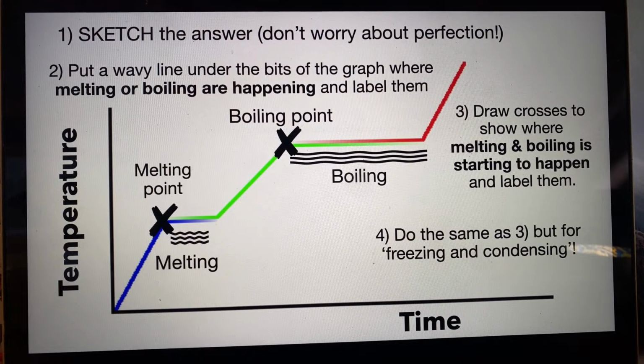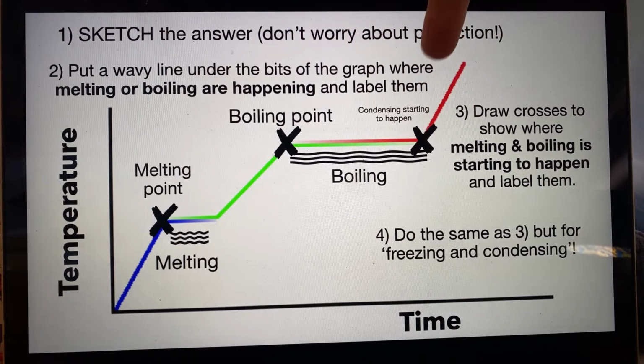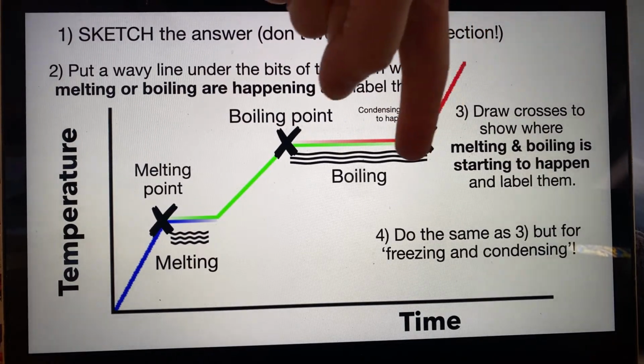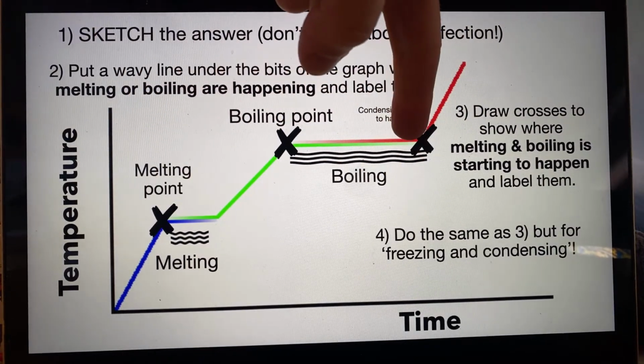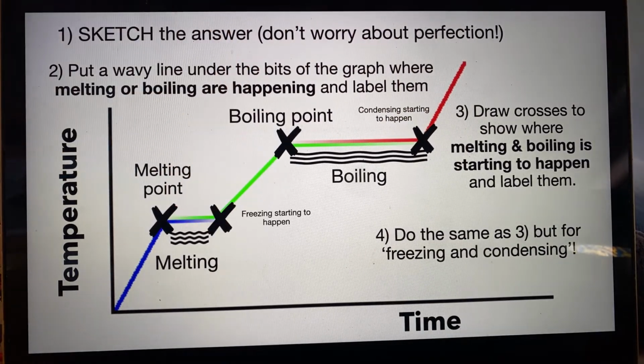And freezing and condensing, like I say, you don't have a condensing point, but on this graph, we would say that condensing is starting to happen here. This is the gas, this red line, and this flat line here, if we were to work backwards, this would be where condensing was starting to happen. And this would be where freezing was starting to happen.